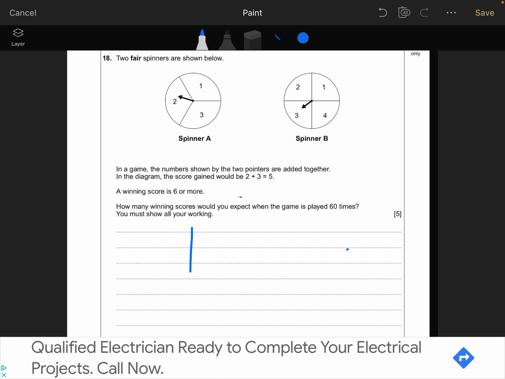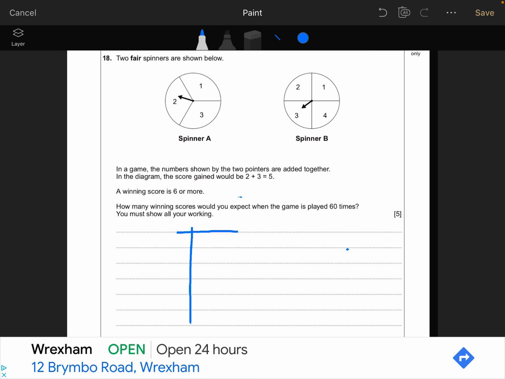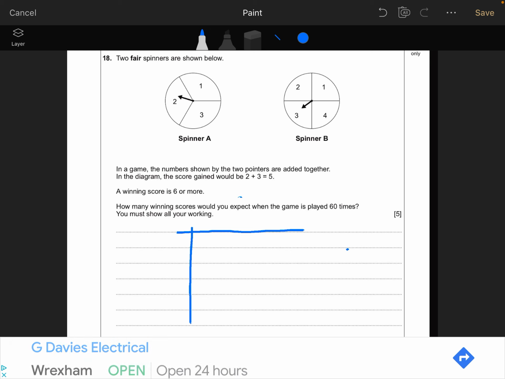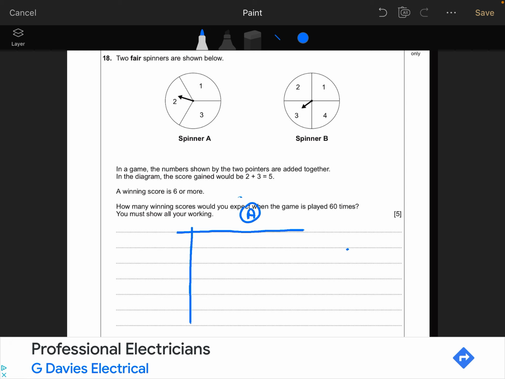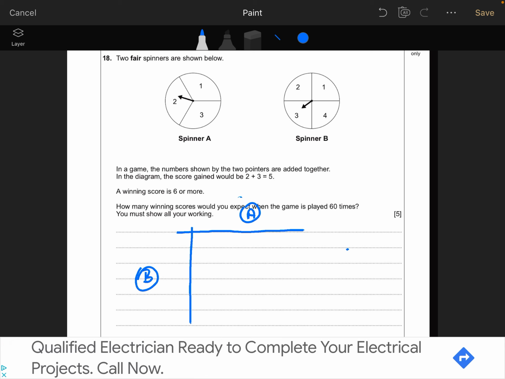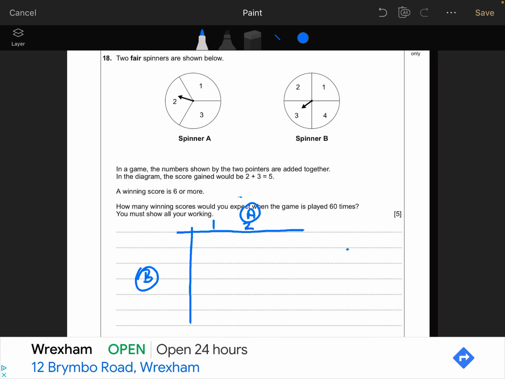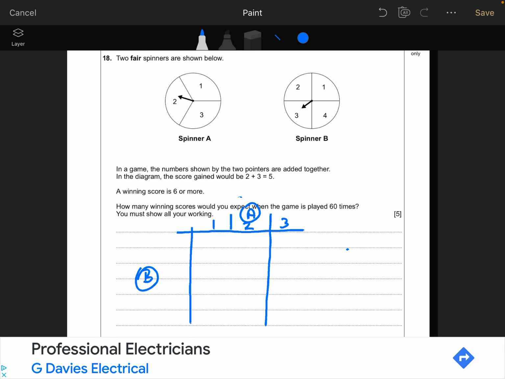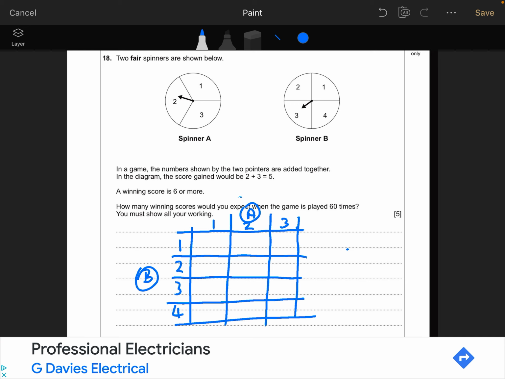So if we have spinner A and spinner B listed here, let's call that one A at the top and B here. The choices of marks for A are 1, 2 or 3. And the choices for B are 1, 2, 3 and 4. I'm going to draw that in. And we're going to add the scores together.